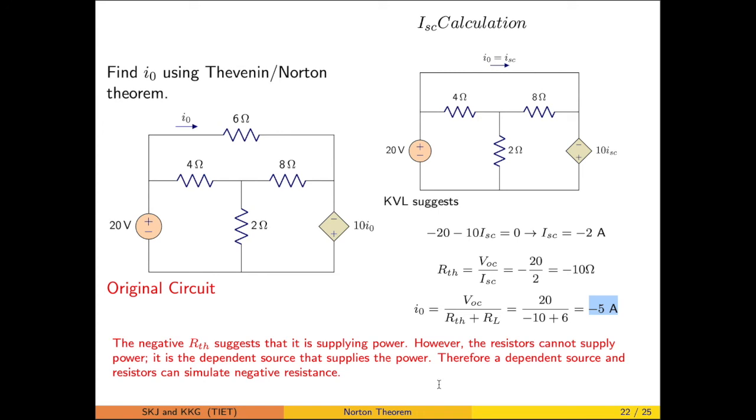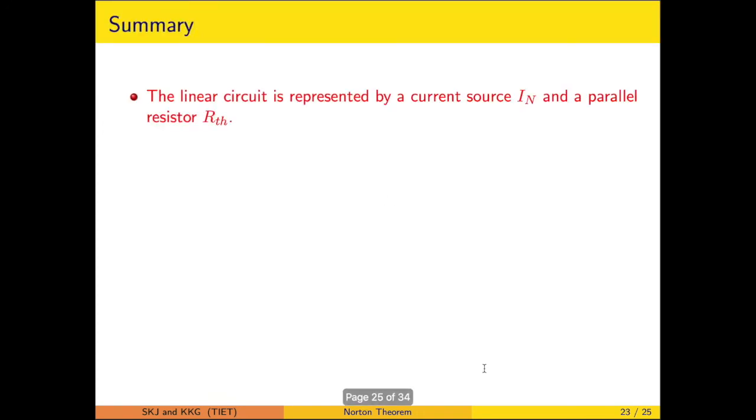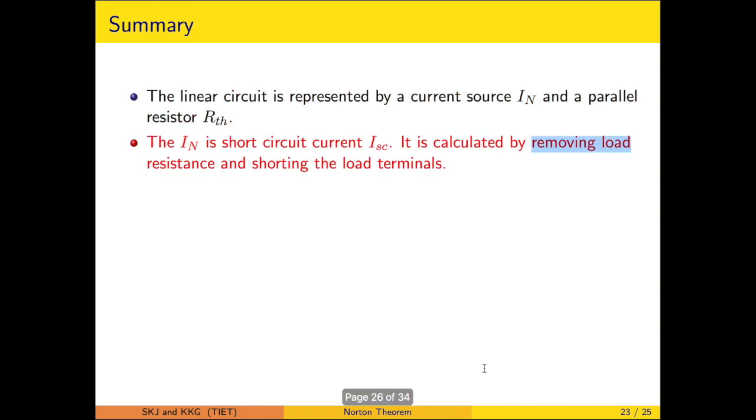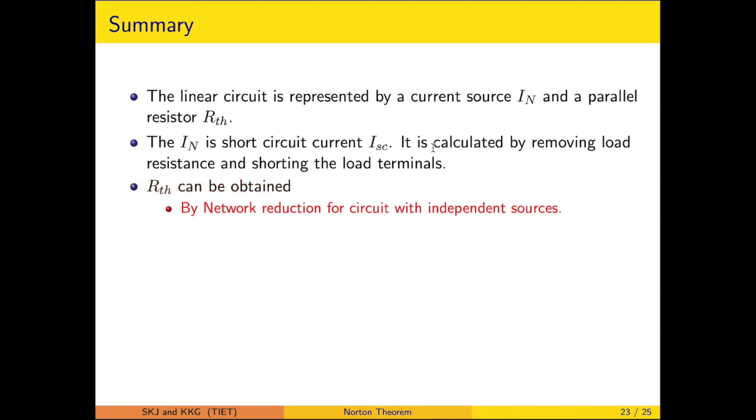Now, after having said a few examples, it's time to have a summary of the things. In the Norton equivalent, the linear circuit is represented by a current source IN and a parallel resistance RTH. IN is nothing but the short circuit current, and it is to be calculated by removing the load resistance and shorting the load terminals. RTH can be calculated by three methods: by the network reduction for circuit with the independent sources only.